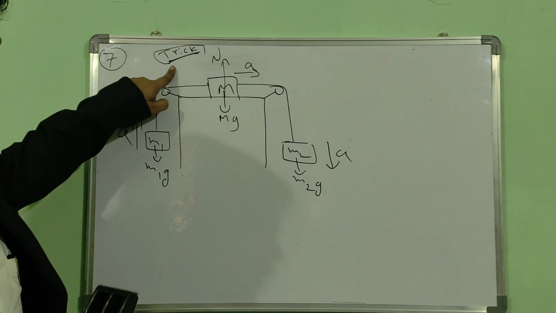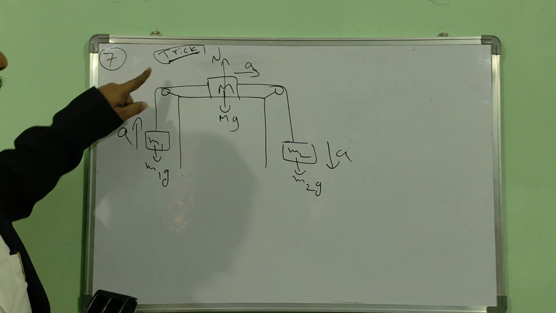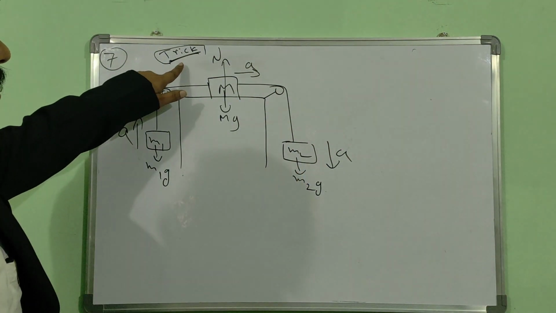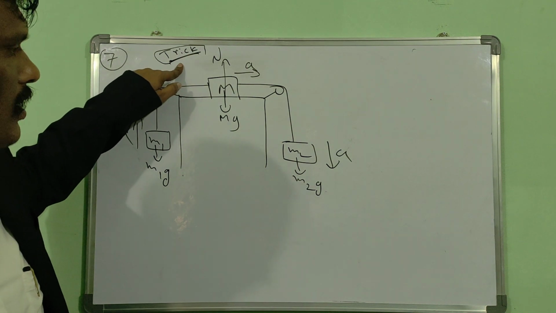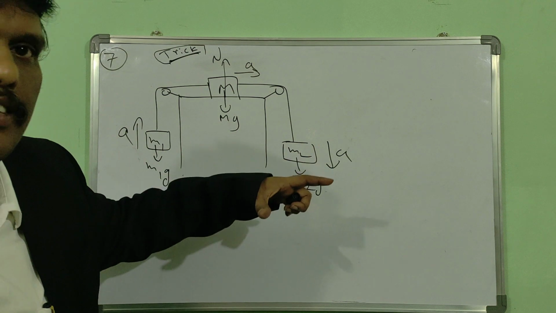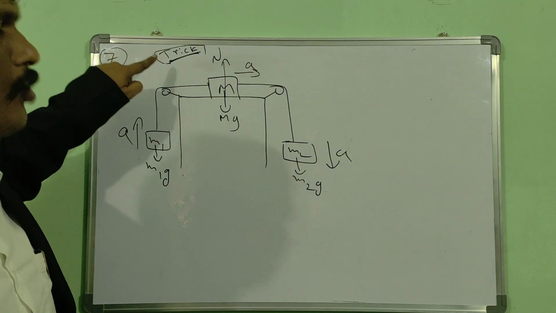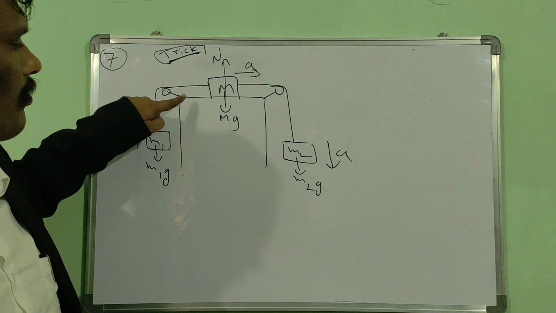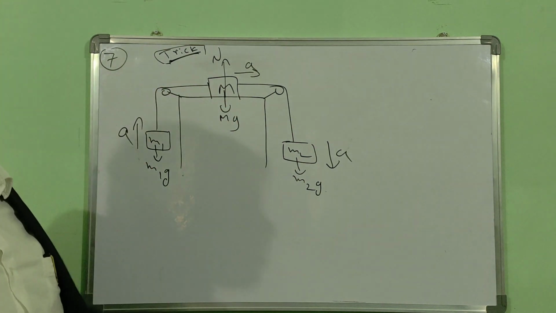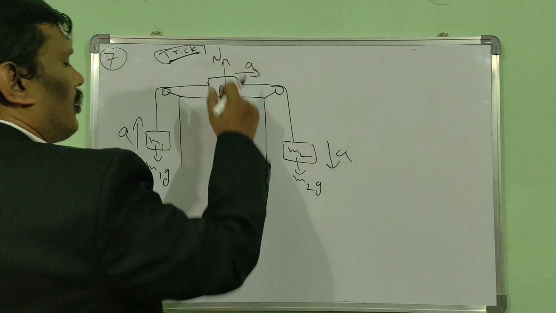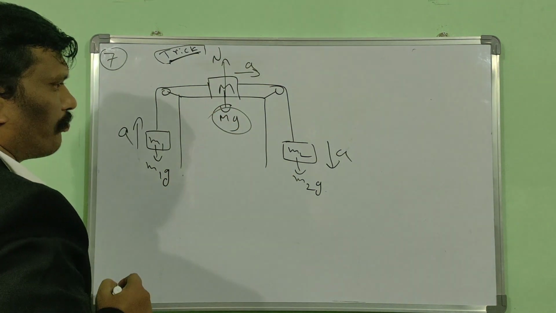On the horizontal floor, I am going to use this trick at all places. What is that? Mg and normal force are equal and opposite and cancel each other. That is my trick. I am going to use it in all cases when the body is on the horizontal floor. So use this trick. Then this weight I am not going to consider now.